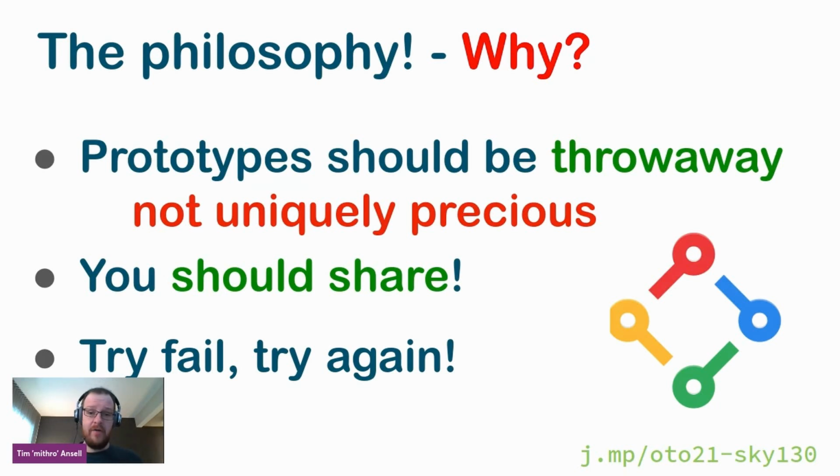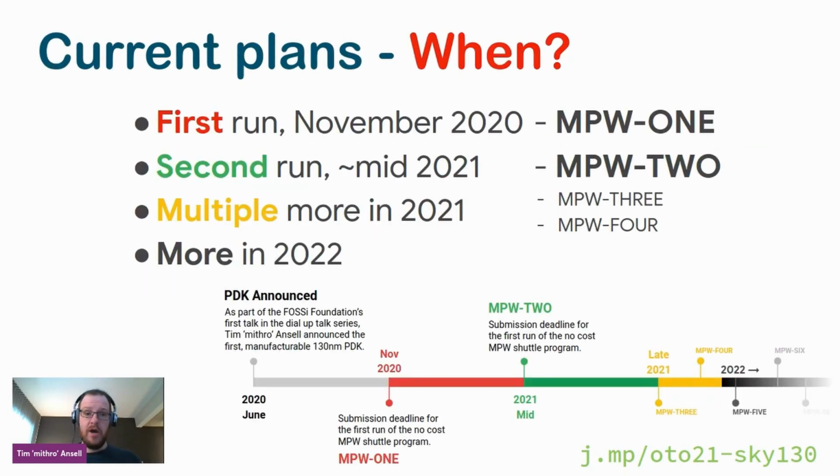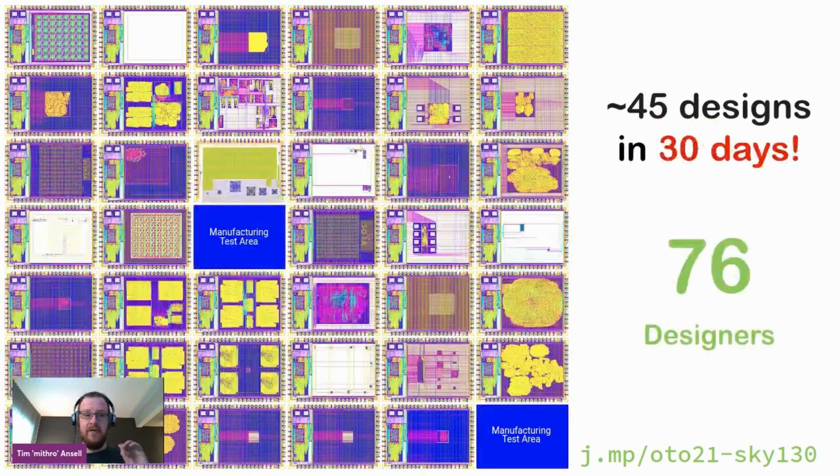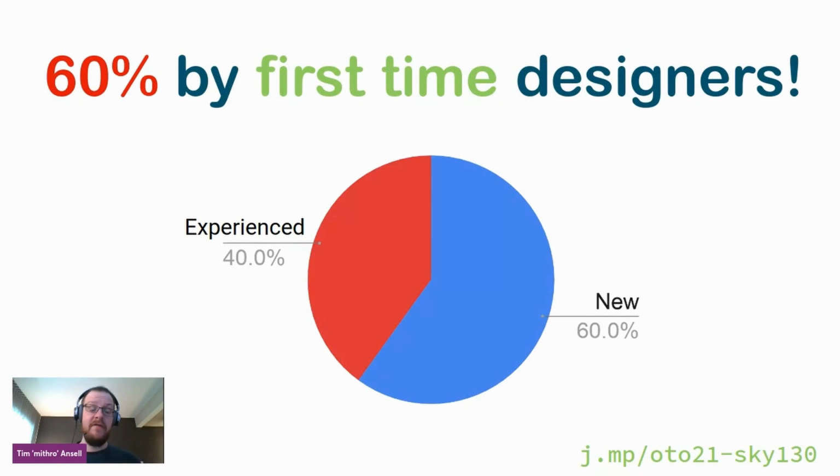And so how has the MPW program been going? Well, at the end of last year, we had MPW 1 go out. Middle of this year, we had MPW 2 close. And then there have been a couple more that are happening now. So MPW 1 finished, and there were 45 designs submitted for the 40 slots from 76 designers on MPW 1. And 60% of the designers on this were first-time designers who had never done a design before.